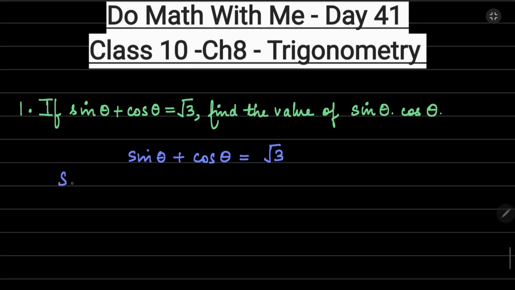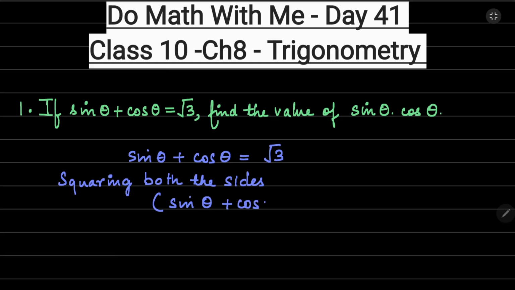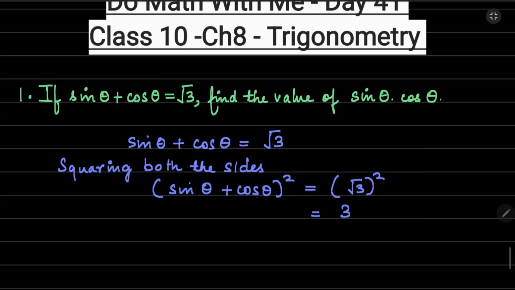What you can do is squaring both the sides. So we can square both the sides. So what do you get? You will get sine theta plus cos theta, the whole square, is equal to root 3 the whole square. Root 3 the whole square is just 3. Here in the left hand side, you have to apply the formula a plus b the whole square, which is a square plus b square plus 2ab. Right? So you will write sine square theta plus, this is a square, plus b square. B is cos theta. So b square plus 2ab.